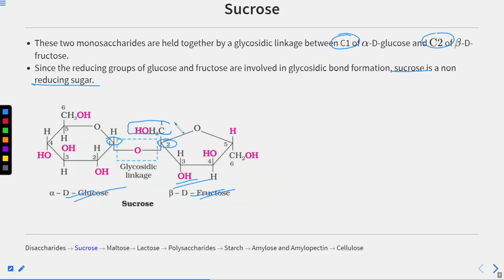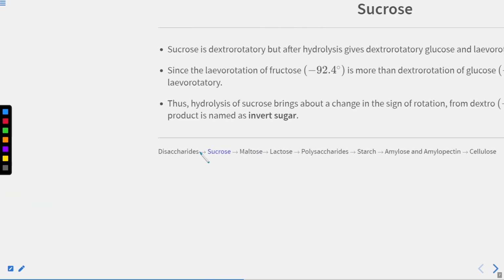Okay, this OH is present on the upside rather than the downside. So for that reason, this is a beta D fructose. Now let us move to the next example. This was the first disaccharide, sucrose, a disaccharide carbohydrate, and it gives 2 units of monosaccharide, that is alpha D glucose and beta D fructose.